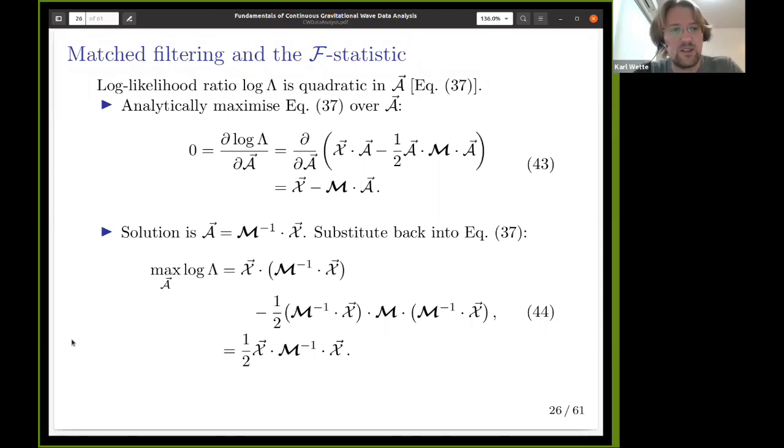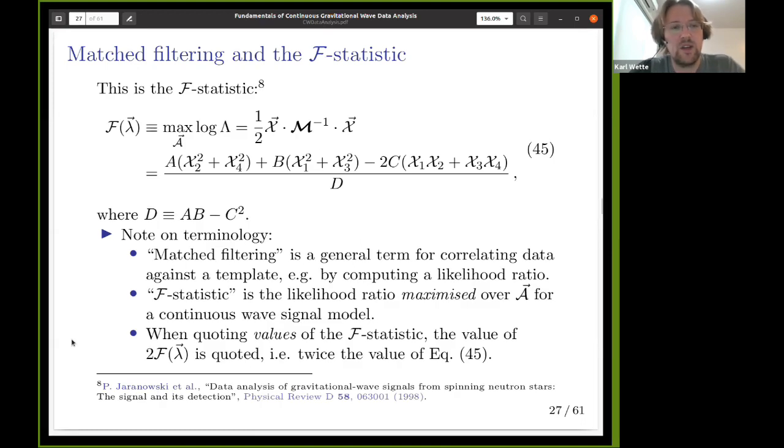And this term is exactly what we call the S-statistic. It's when we take the log likelihood for our signal versus our noise hypothesis, and we maximize over these A parameters. It's written out explicitly there in equation 45, where you have the individual components of X, the A, B, and C averages, and at the bottom something usually called D, which is the combination AB minus C squared.